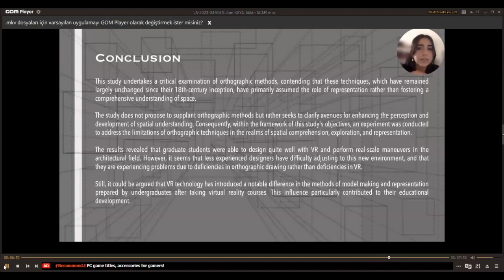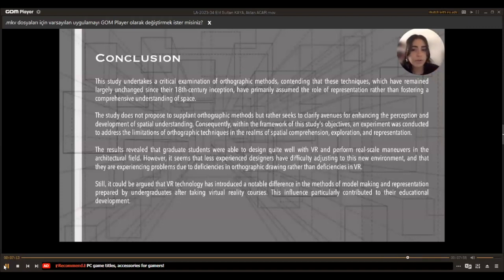The results revealed that graduate students were able to design quite well with VR and perform real-scale maneuvers in the architectural field. However, it seems that less experienced designers have difficulty adjusting to this new environment and that they are experiencing problems due to deficiency in orthographic drawing rather than deficiency in VR.